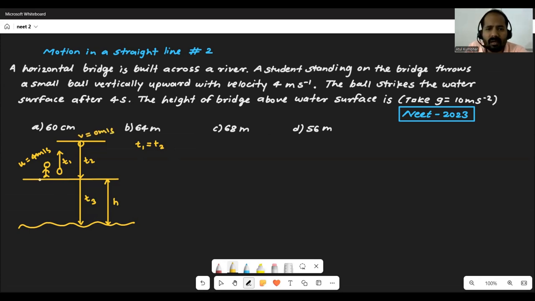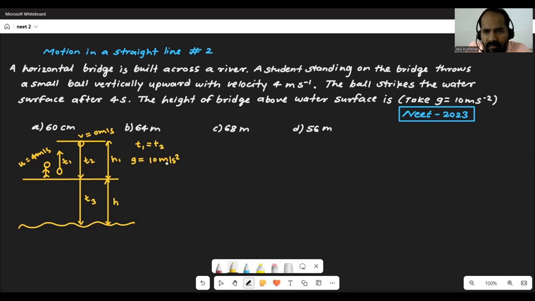So what we'll do: we have the initial velocity, we have the final velocity. We don't have the time, but we can take the g value. So g needs to be taken as 10 meter per second square. We're having the initial velocity, the final velocity, and g, so we can find out the height from the bridge to the maximum height where that ball has reached. Let's consider that as h1.